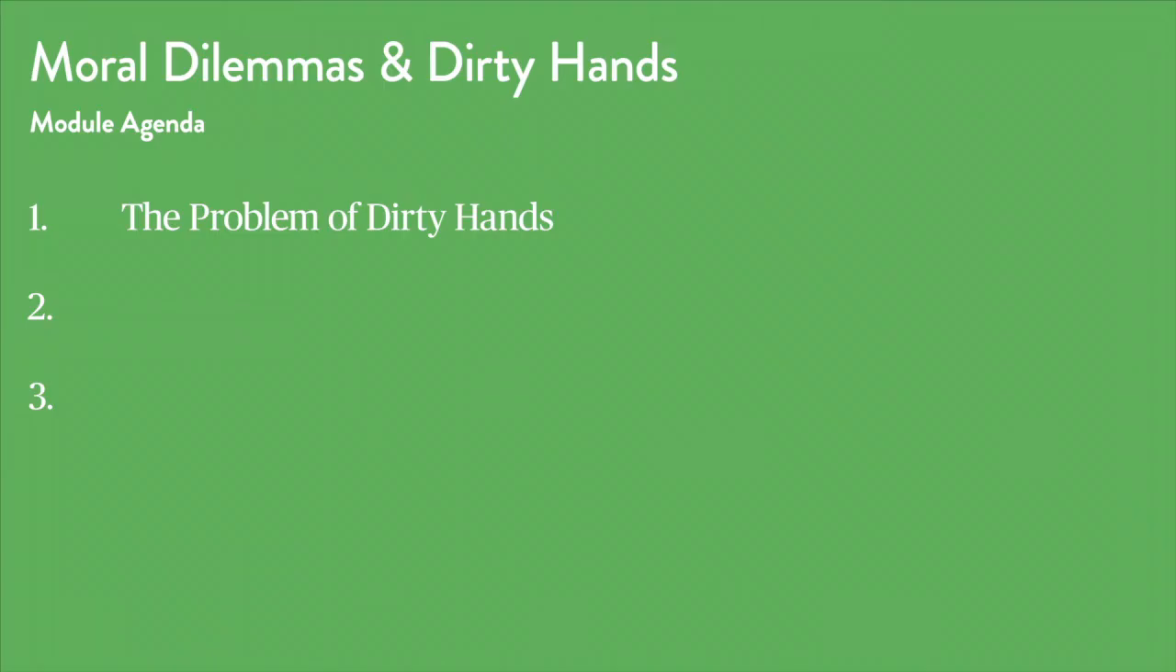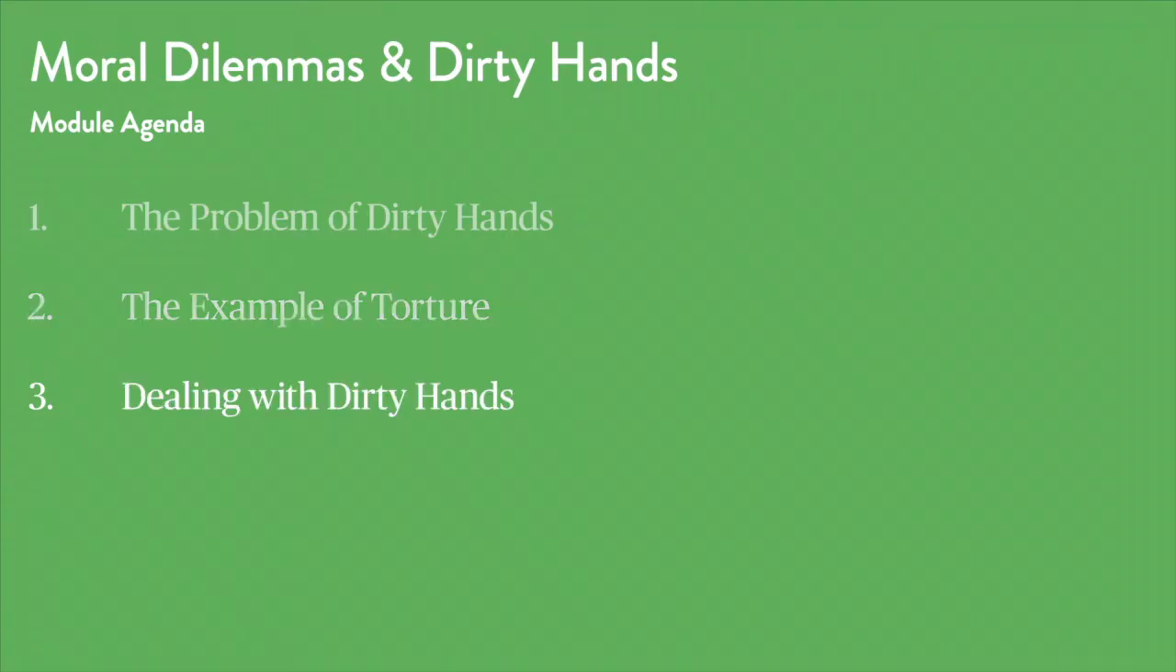So we'll begin this module. The first thing we'll do is look at this moral dilemma Walzer thinks all political leaders must face. That's the problem of dirty hands. Second, we'll see how this problem of dirty hands appears in this example of torture. And third and finally, we'll look at what Walzer says a political leader should do when dealing with dirty hands. So that's the module. Excited?